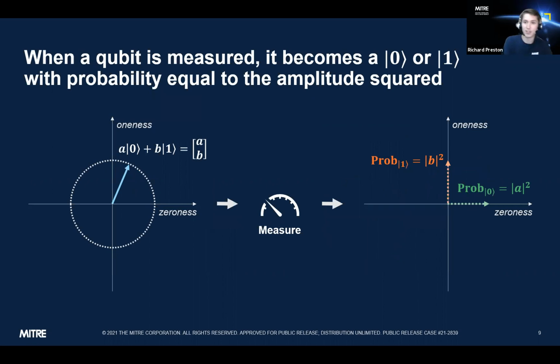So here's a key point. When a qubit is measured, it becomes a 0 or 1 with probability equal to the amplitude squared. What that means is if we have, again, this arbitrary qubit, let's say it's AB, when we measure it, the probability that we measure a 0 is A squared, and the probability that we measure a 1 is B squared. So given that, why do you think A squared plus B squared has to equal 1? Any ideas?